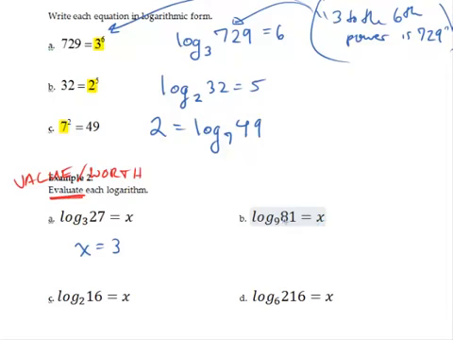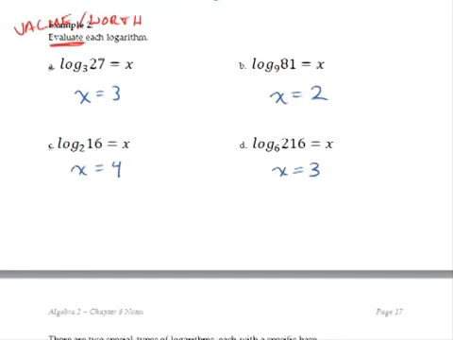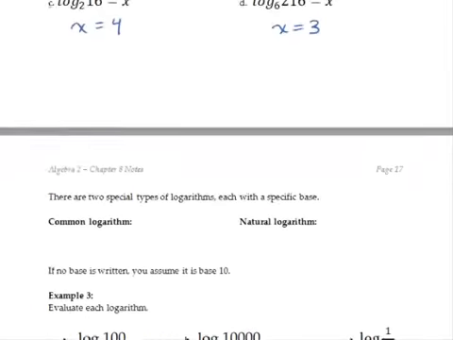9 to what power is 81? 9 to the 2nd. 2 to what power is 16? So 2 to the 4th. And 6 to what power is 216? Now again, it might take you a couple seconds to count that on your hands or use your calculator, but we're asking for the powers.